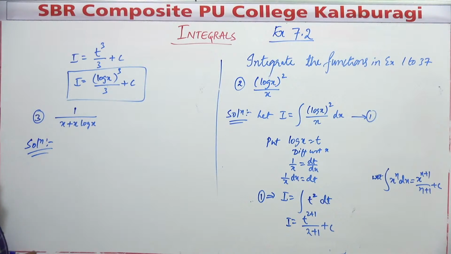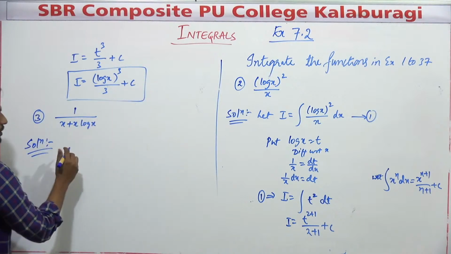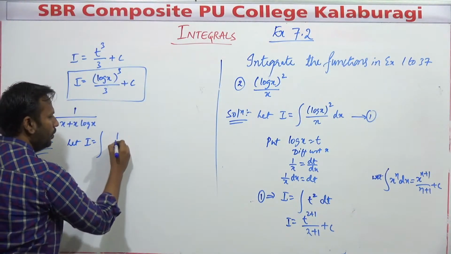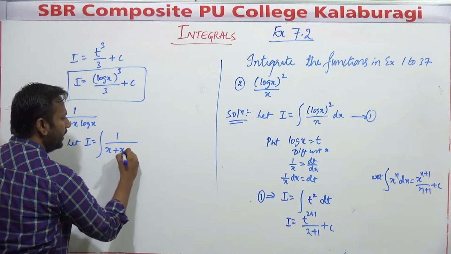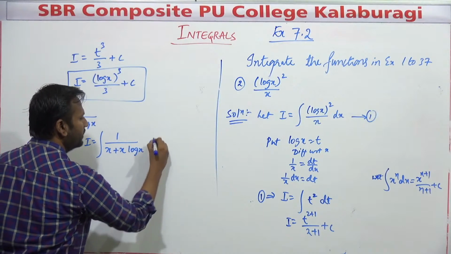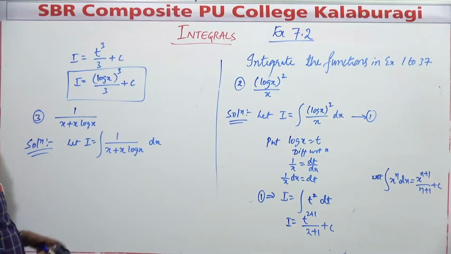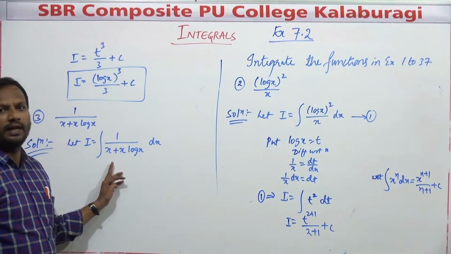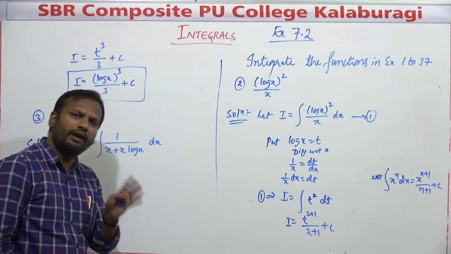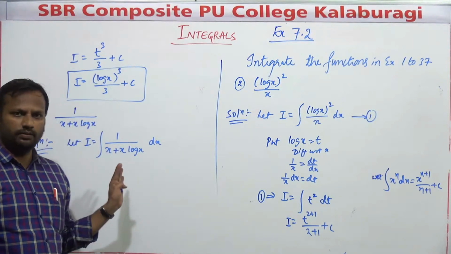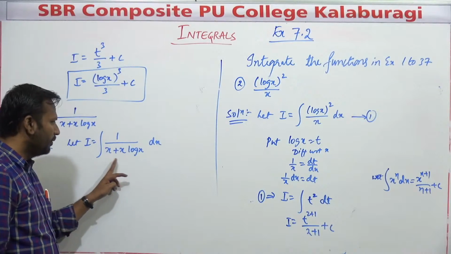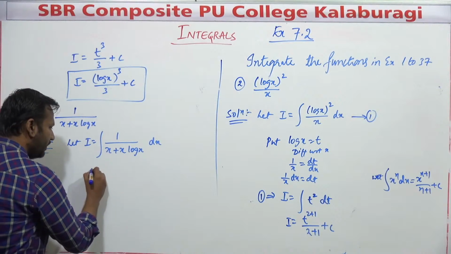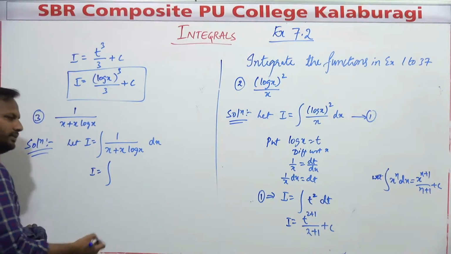So what we have to do? We have to integrate this one. Let I is equal to 1 divided by x plus x log x dx. Which one do you feel is the complex one? The denominator. Do we have anything common in the denominator? Yes, x is common, right? If you have any common things, just take them outside. Since x is common in this, just take it outside. After taking out the common thing, then you analyze it, right?